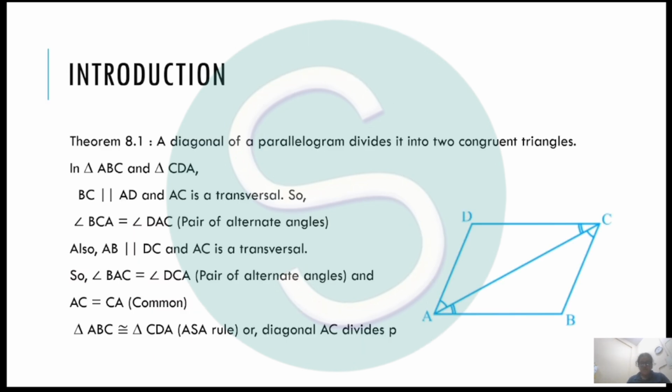Now we will move to the first theorem of this chapter, which is: a diagonal of a parallelogram divides it into two congruent triangles. So what is given to us is that ABCD is a parallelogram, and we have to prove that diagonal AC divides it into two congruent triangles. How we will proceed is we consider two triangles, that is triangle ABC and CDA, and we will prove them congruent.